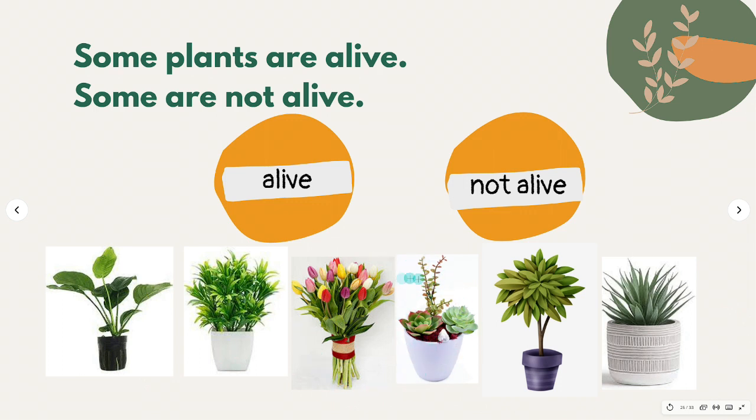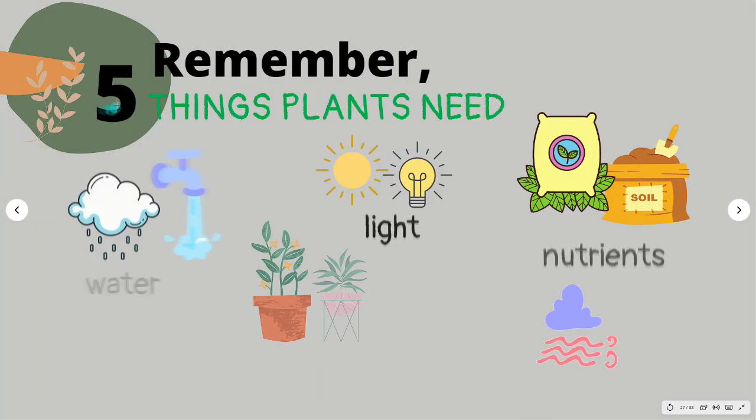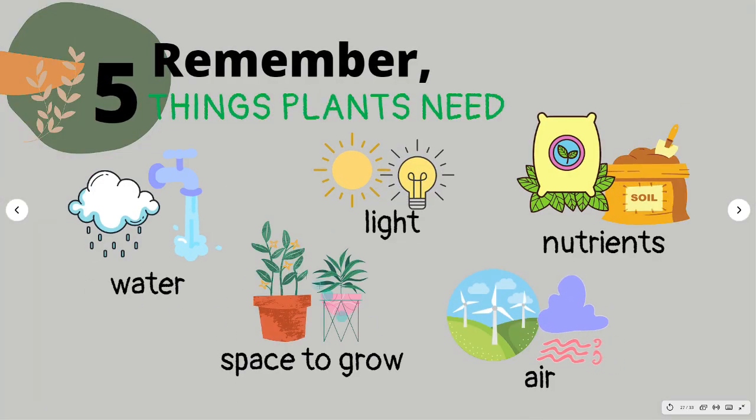Now, to fully understand this, use your sense of touch. How do the plants feel? For example, touch the leaves, stems, or the flowers. And you can see the comparison between plants that are alive in pots and the artificial ones. Remember, for plants to grow and stay alive, the 5 things plants need are water, space to grow, good sunlight, air to breathe, and nutrients.